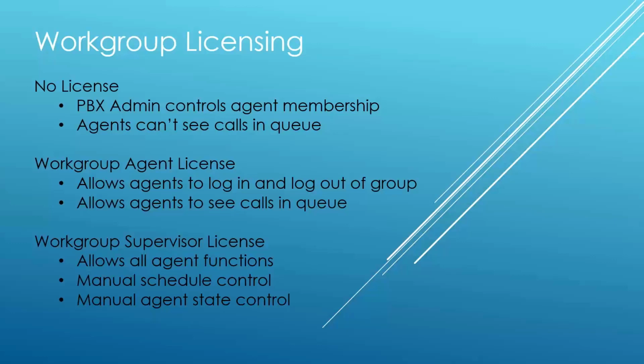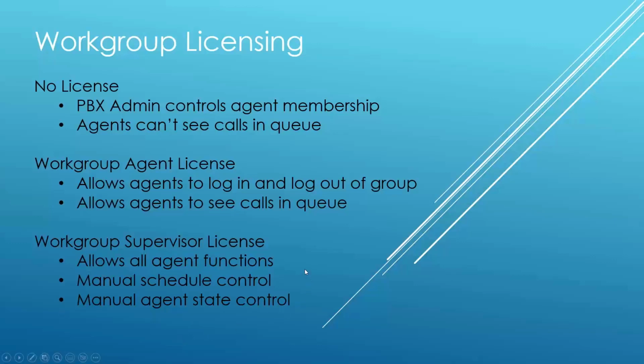Now, with a workgroup agent user license, so this is something that's attached to the user, it gives their Connect client the ability to log in and out of that group manually. So the agent has the ability to log themselves in and out of the workgroup to choose whether or not they want to receive calls or not. And they're able to see the number of calls waiting in queue, and potentially, with the right permissions, even pull calls out of the queue. So in the Connect client, they can actually see a list of waiting calls, and then with the right permissions, even the ability to answer those calls directly out of the queue, out of order.